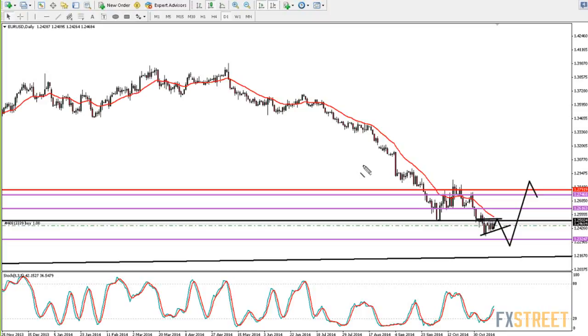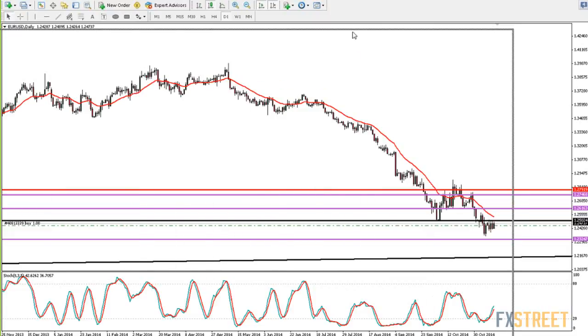Maybe not a lower low. Given the information, I think it will make the lower low, and I'll tell you why: because I think this dollar index is a little bit shy.